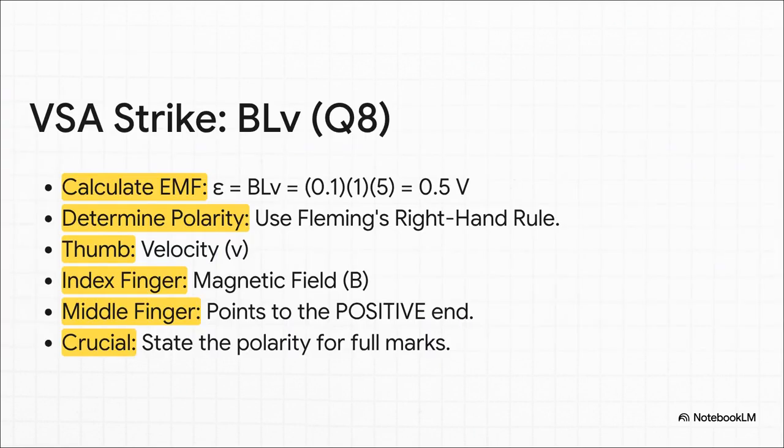Next up, motional EMF. Look, the BLV calculation, that's the easy part. Anyone can get 0.5 volts. But here's the thing, that's only half the marks. Where's the other half? It's in the polarity. Which end is positive? For that, you absolutely must use Fleming's right-hand rule. Remember, thumb is velocity, index finger is the field, and your middle finger points to the positive end. You have to state the polarity, or you are literally just giving away free points.